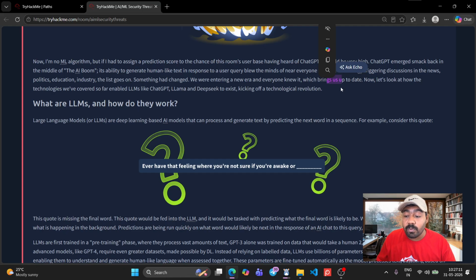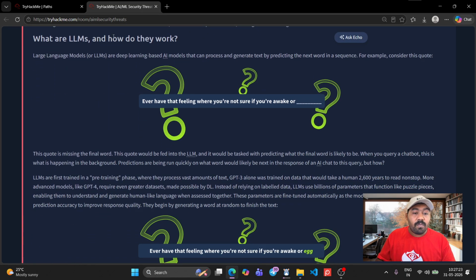Now let's look into how the technology we covered so far enabled LLMs like ChatGPT, Llama, DeepSeek to kick off the technological revolution. What are LLMs? How do they work? Let's look into it. LLM, which is large language model, are deep learning based AI models that can process and generate text, predicting the next word in the sequence.